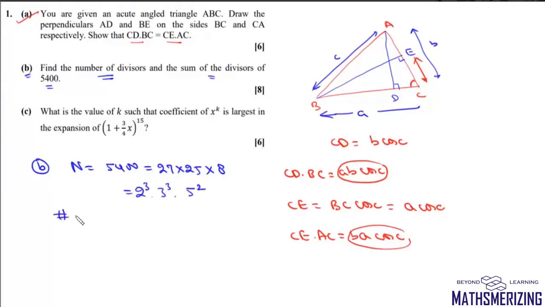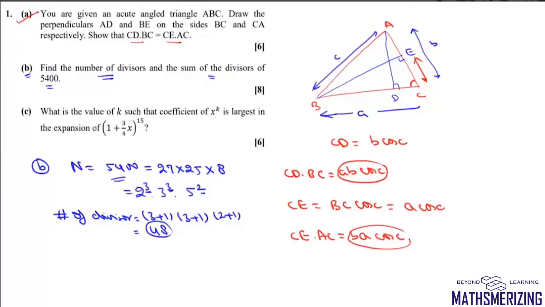Now the number of divisors is given by a plus 1, b plus 1 and c plus 1, where a, b, c are the powers of the prime exponents. So it will be 3 plus 1, 3 plus 1 and then 2 plus 1. So it will be 4 and 4 is 16. 16 into 3 is 48. So the number of divisors of 5400 is simply 48.